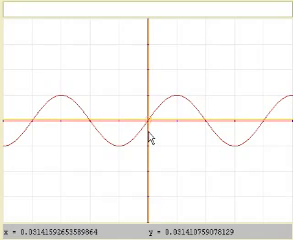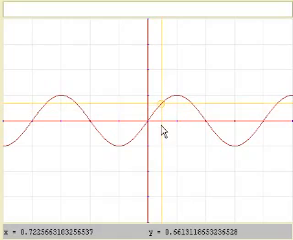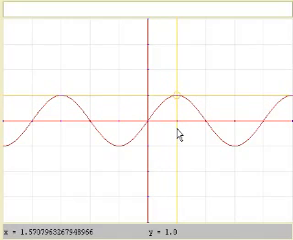Now as we move along the curve, I have the trace function on. If we look in the gray area at the bottom left, x is equal to 1.57. What is that? 1.57 is more commonly known as what? It's half of what famous number? Right, it's half of pi, so we're at pi over 2. Converting pi over 2 to degrees, that's 90 degrees. So when we're at the angle of pi over 2 radians, the sine function is equal to 1.